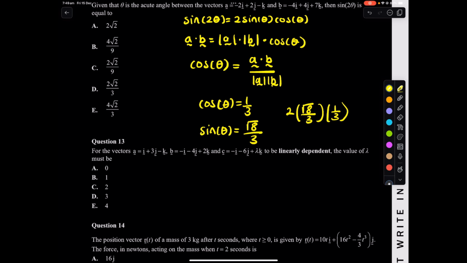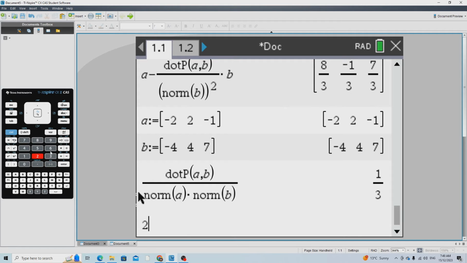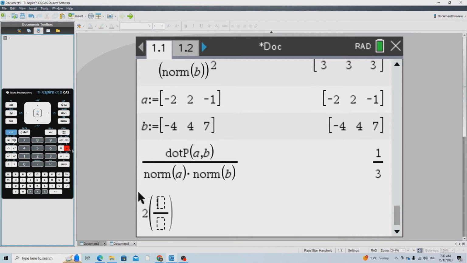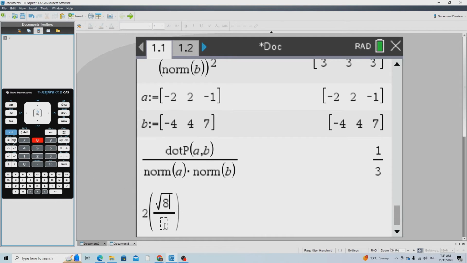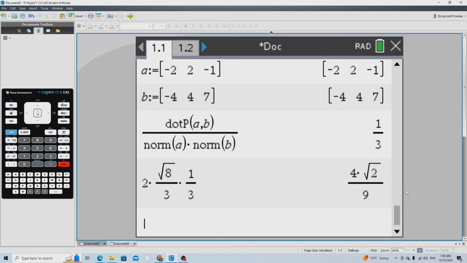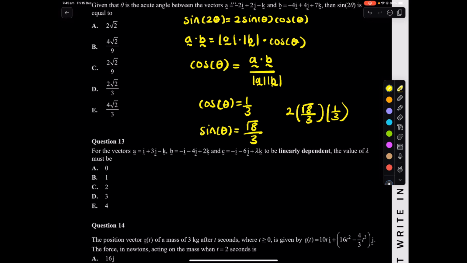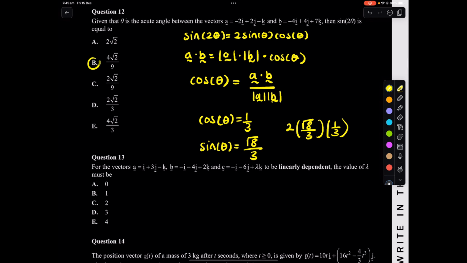Using your CAS, let's do this. So combine this, so 2 times root 8 over 3 times 1 over 3. And that's 4 root 2 over 9. So which one's that? Looks like B is your answer.